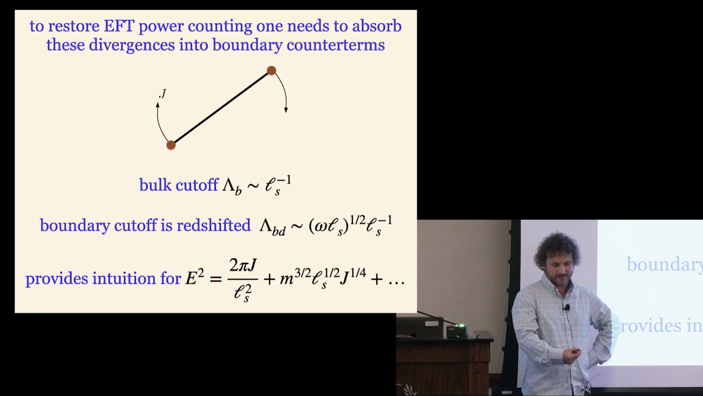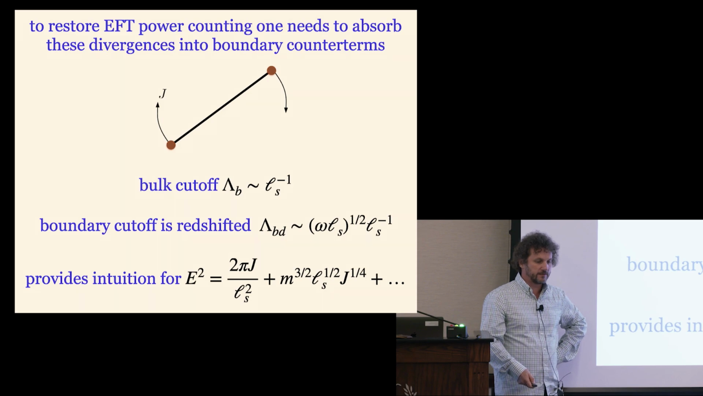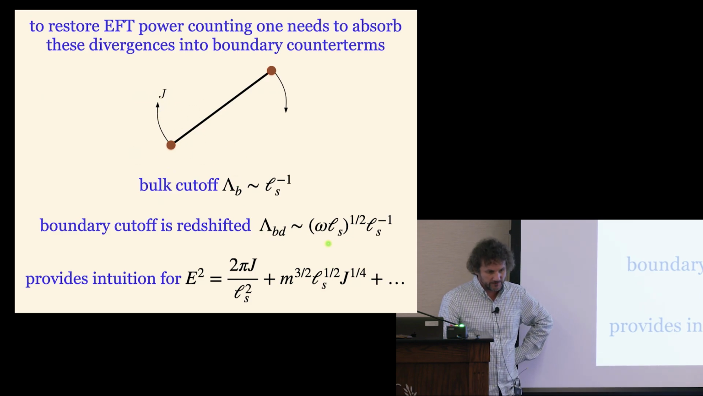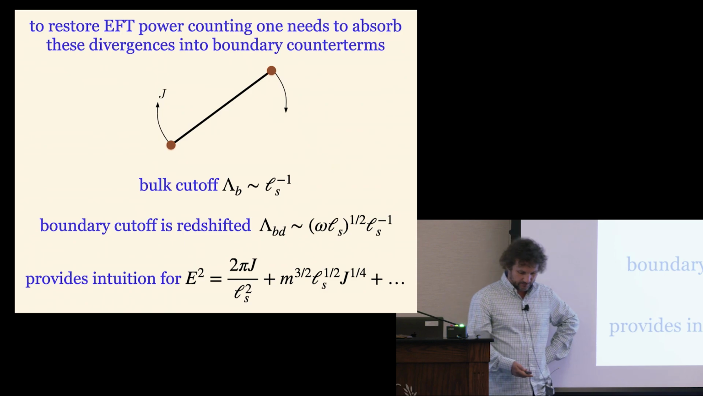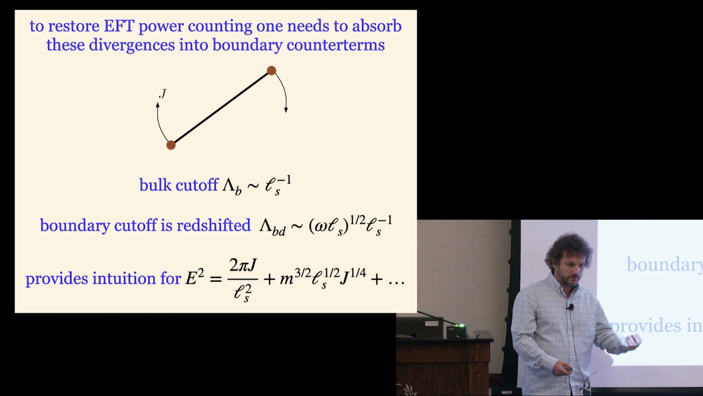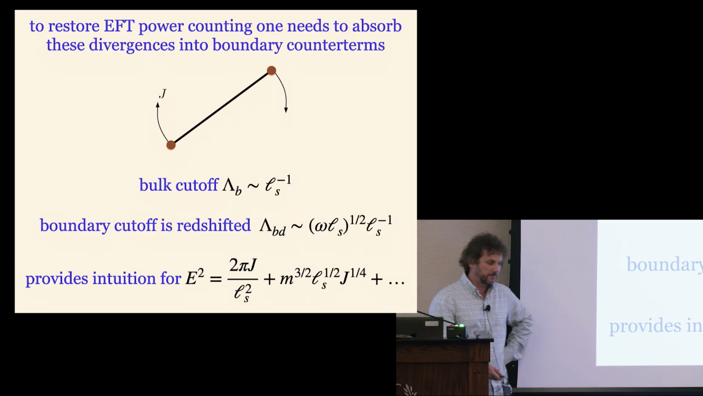So naively, there is only one cutoff. Like in the bulk, there is a cutoff scale which is set by the tension of the string. However, because of this redshift effect, this bulk cutoff at the endpoint gets redshifted by the redshift factor shown on the previous slide. And so the cutoff at the boundary is much lower.